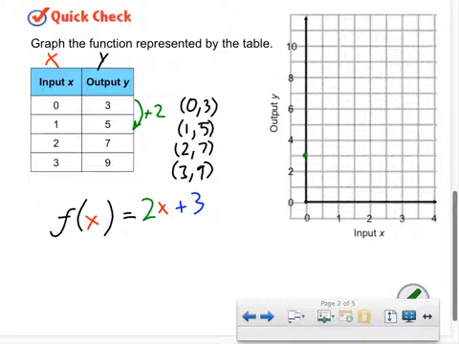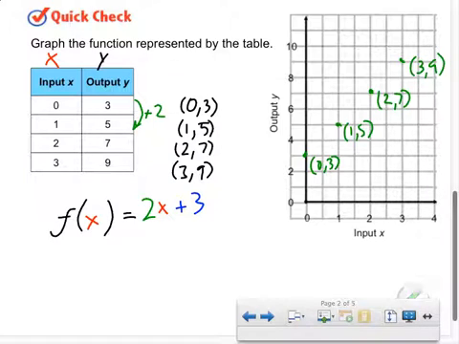Do you guys understand? Okay, so for the next coordinate, I got to go sideways 1, and then I got to go up 5. Well, here we go. And that is (1, 5). And this one was (0, 3). Now I got to find 2, and I got to go up to 7. Here we are, (2, 7). And then the last one, 3, I go sideways 3, and then I go up 9.